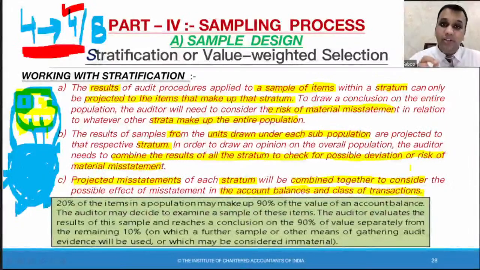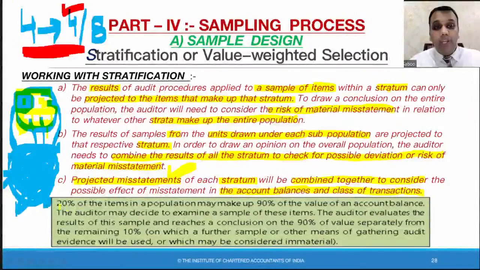So we evaluate the results of each sample, apply those results to the stratum, and find projected misstatements from each stratum. Misstatements obtained from the sample are projected upon the stratum, and the misstatements of the stratum are projected to the whole population by combining the misstatements of every stratum of the population. So this is how stratification is done.